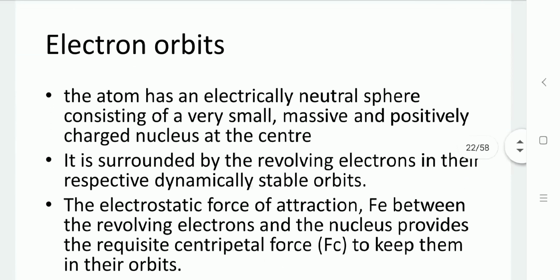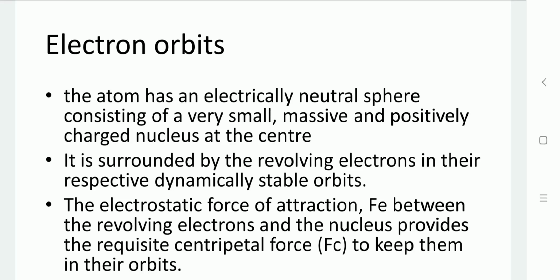Now, let us discuss the next topic, electron orbits. Here the atom is electrically neutral, in which all the small positively charged particles are concentrated at the center. This is surrounded by the orbital path, which is a circular path in which electrons are revolving. So here the electrostatic force of attraction Fe between the revolving electrons is provided by the centripetal force to keep them maintained in their orbital path. So this is a dynamically stable orbit.